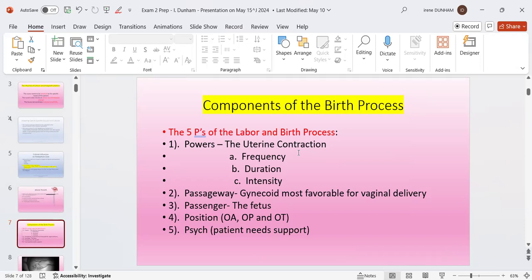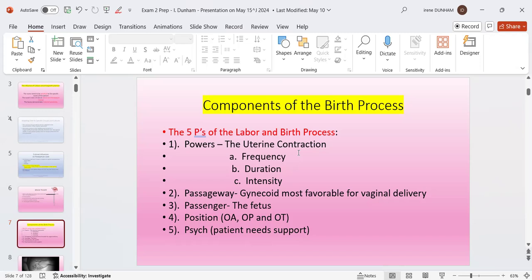Now duration is how long that contraction lasts, so that goes from the beginning of one contraction to the end of that same contraction. That's duration. Everybody got that? Because there's probably a question about frequency and duration, so you want to get that straight. Frequency is from the beginning of one contraction to the beginning of the next. Duration is from the beginning of one contraction to the end of that same contraction.